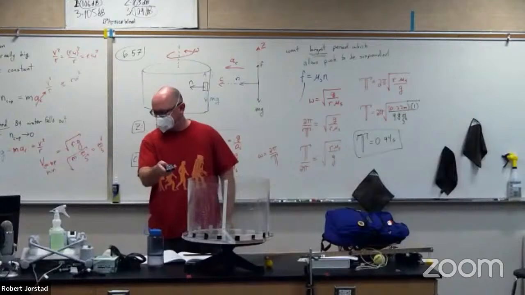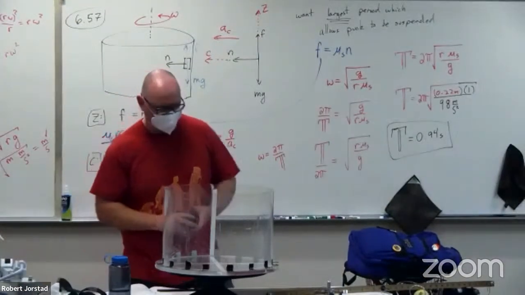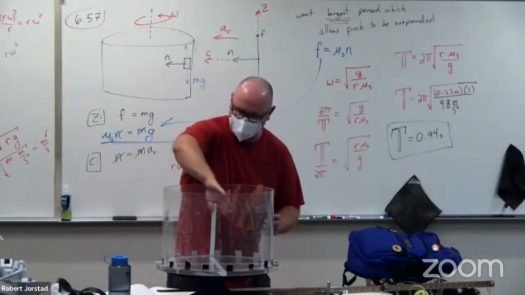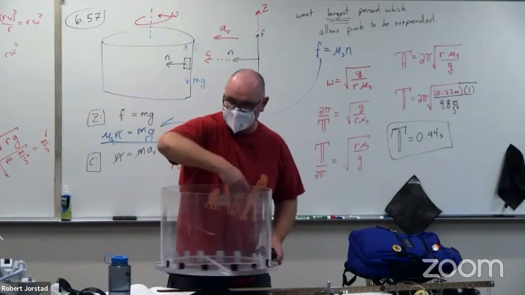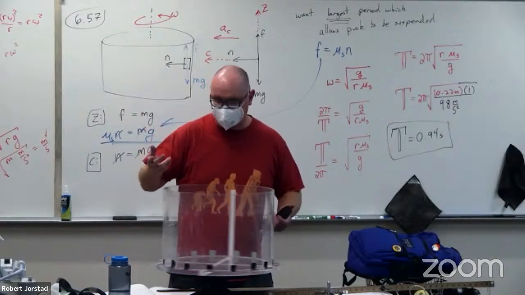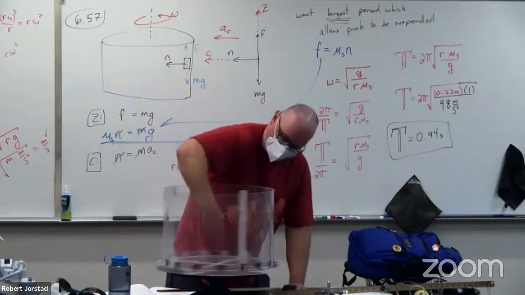Oh my gosh, so much camera work. Whatever, there we go. All right, so in this case, we know if it's only rotating one time per second, it's going to fall down. If I go twice as fast, let's say the period's about a half second, that's about right there.